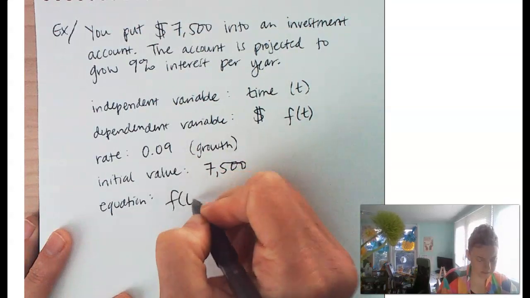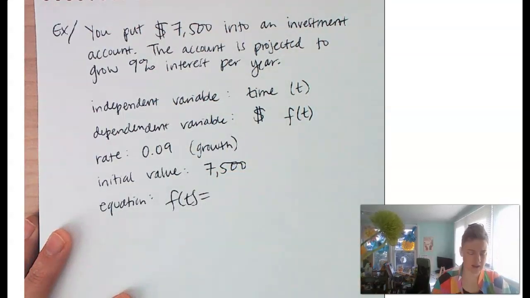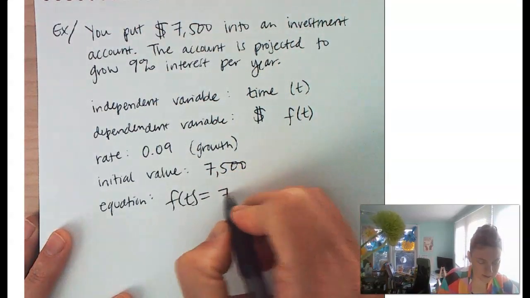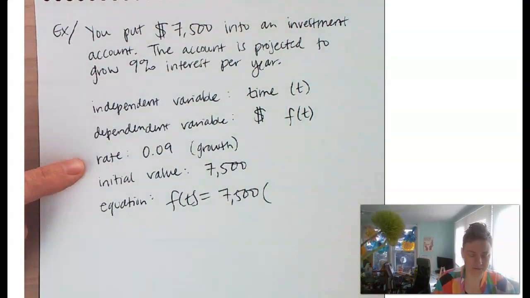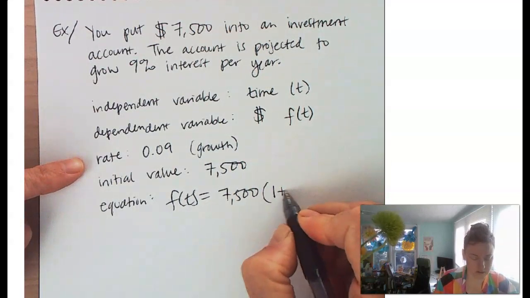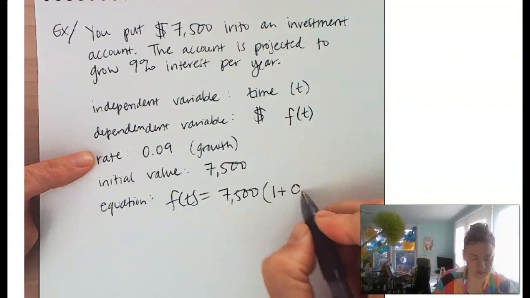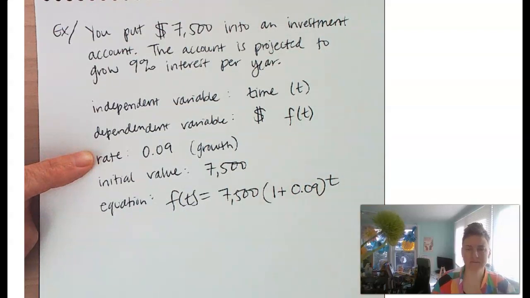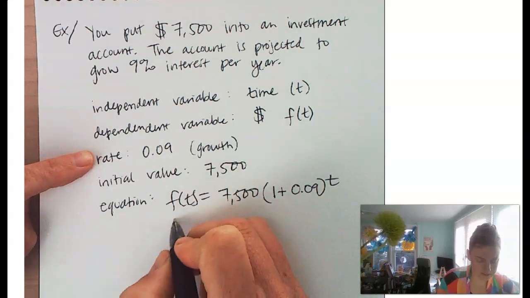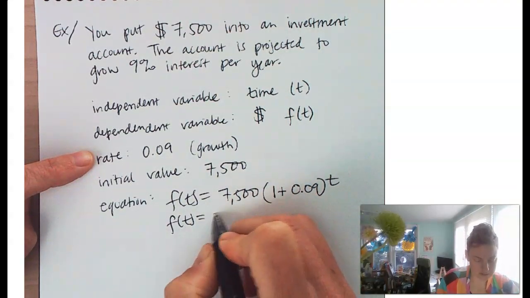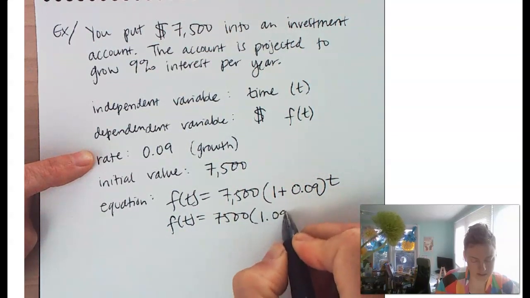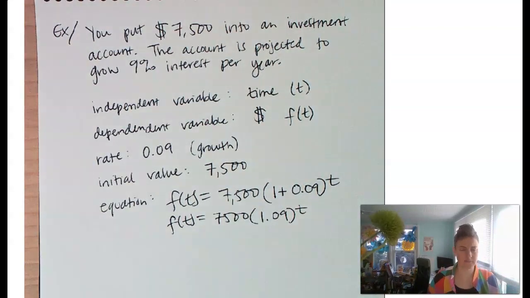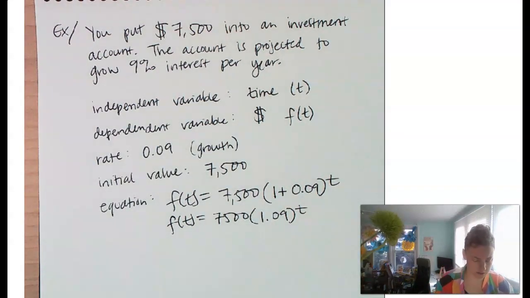Now we can make our equation. So f of t equals our initial value, 7,500 times, we said it was growth, so it's going to be 1 plus our rate, 0.09, to the t, which we can simplify to f of t equals 7,500 times 1.09 to the t.